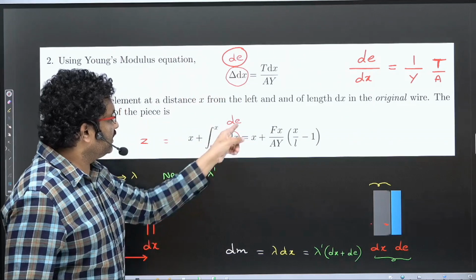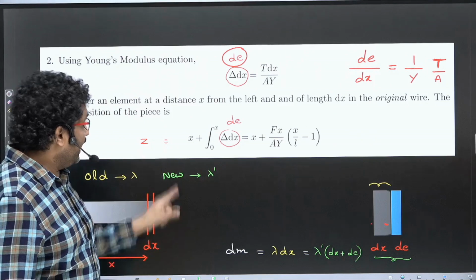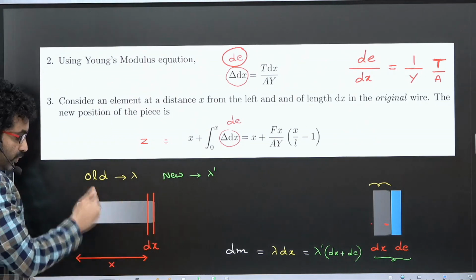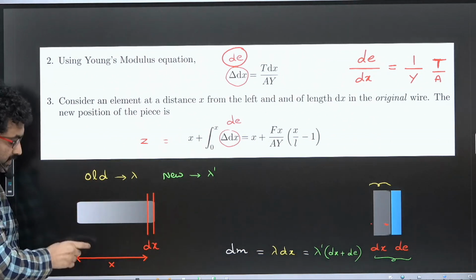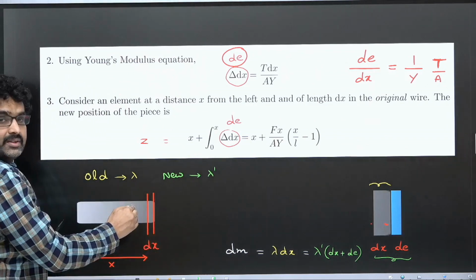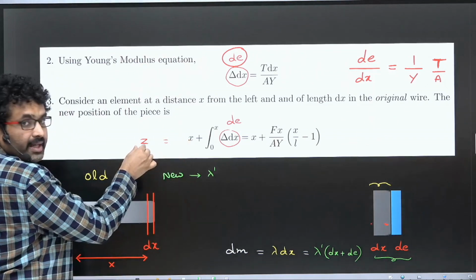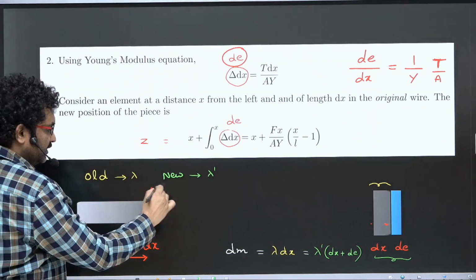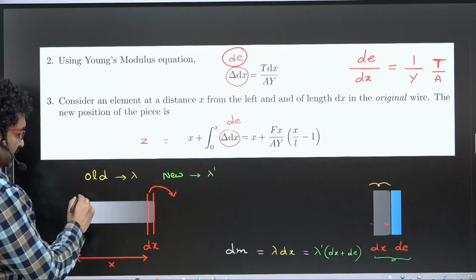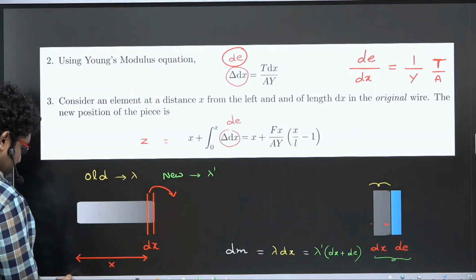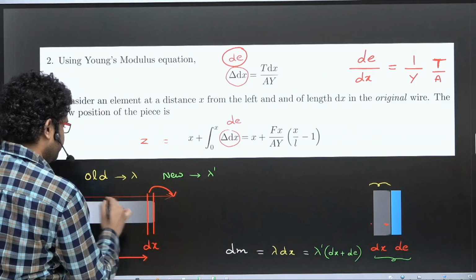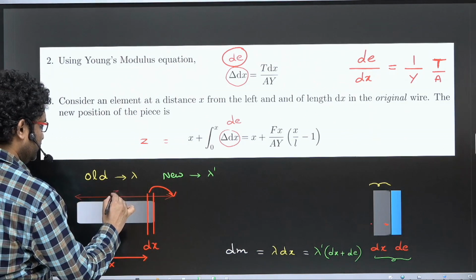You integrate the dE's from 0 to x and add the original position x. Remember, the expansions will push them, but if you want the location of that element with respect to this end, the value is x plus the sum of all expansions. So let's call the position it is now pushed to, because of all expansions, z. The value of z is given by this number. This is your z.